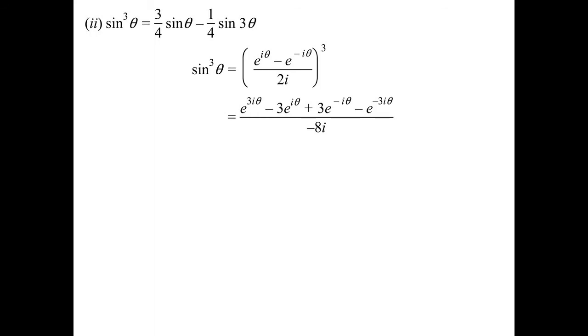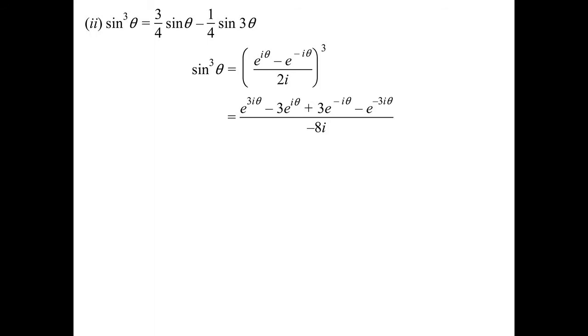Well, let's try this one then. Let's be a little bit more ambitious: sin cubed θ equals 3/4 sin θ minus 1/4 sin 3θ. So for sin cubed, let's expand out (e to the iθ minus e to the minus iθ) all over 2i, cubed. Remember that pattern, 1, 3, 3, 1. And the denominator will become (2i) cubed, which is minus 8i.